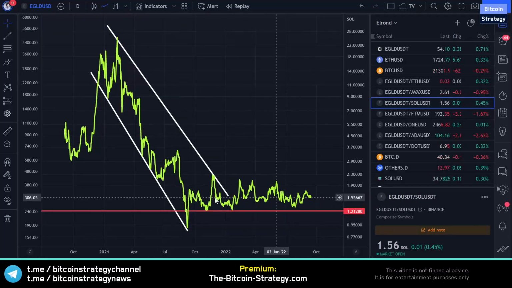Let's also look at EGLD relative to Solana. Pretty much a face-to-face, head-to-head race. So EGLD is neither very expensive nor very cheap versus Solana. They're pretty much moving in tandem.